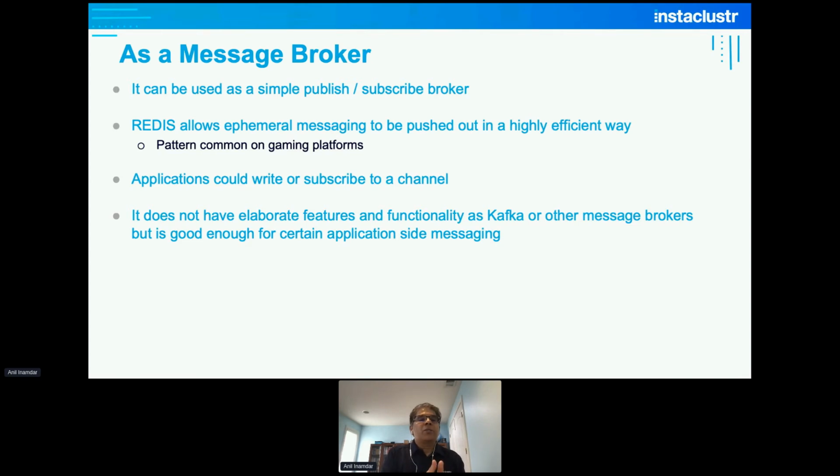So the applications could write or subscribe to a channel, and if you have used Kafka, they call it a topic there. So again, same thing. Obviously, Redis does not have elaborate features or functionality like Kafka, but for application-side messaging, simple messaging, publish, subscribe, it's a good choice.